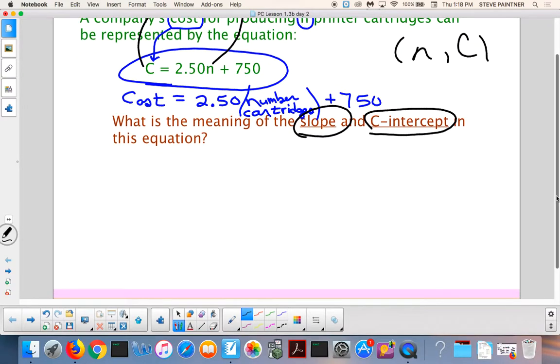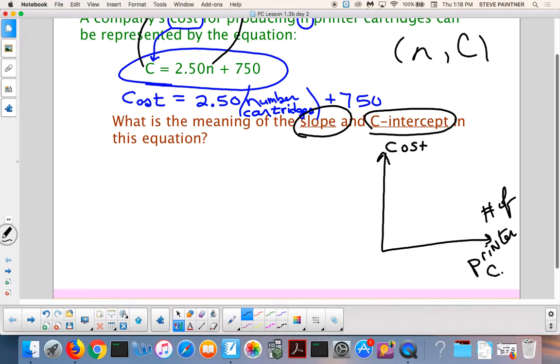Can you guys, I told you I'm very visual, right? Can you draw a picture? Yeah. So what is the y-axis called? C. Yeah, I know it's C, but what's it called? Cost. What's the x-axis called? Number of printer cartridges. Okay, I'm just going to write printer cartridge like that. Okay, tell me how the graph would look. It's the cost versus the number of printer cartridges.